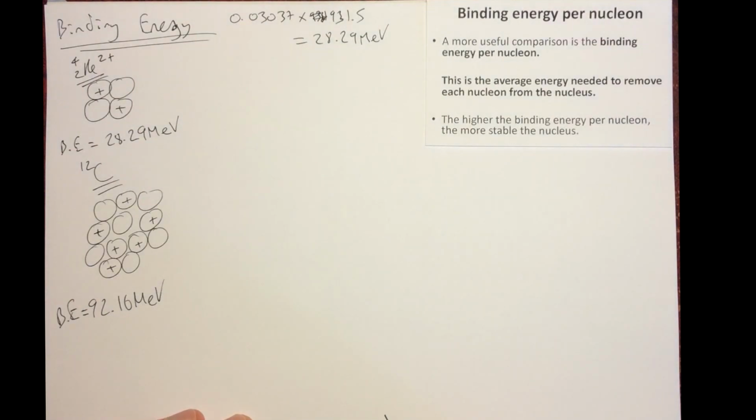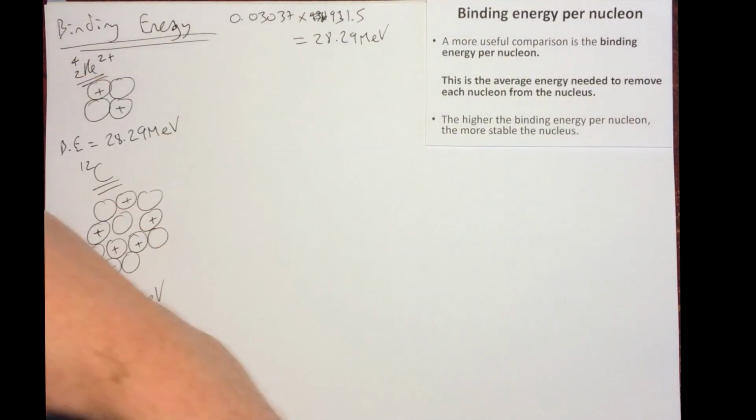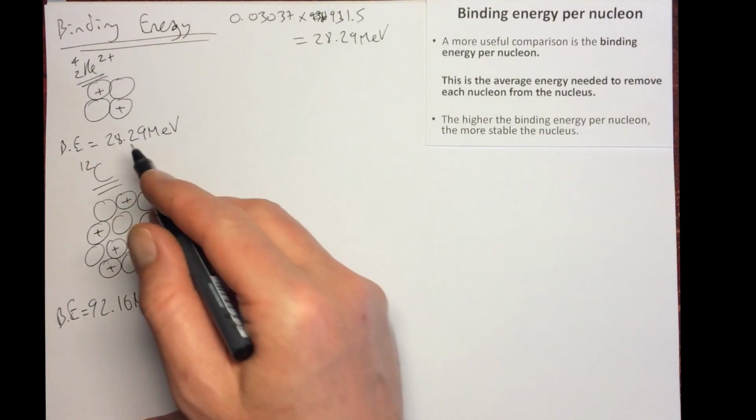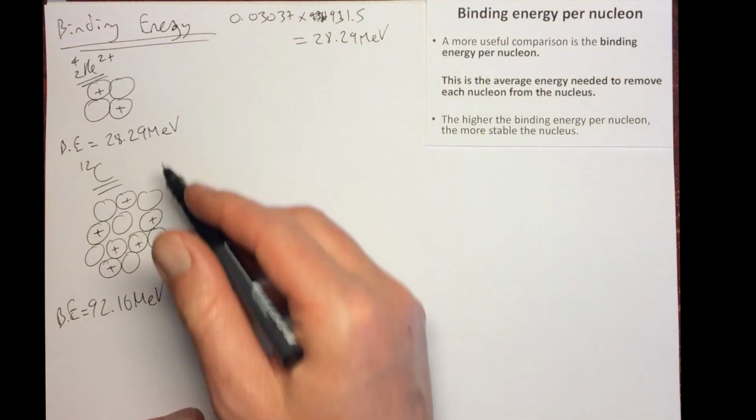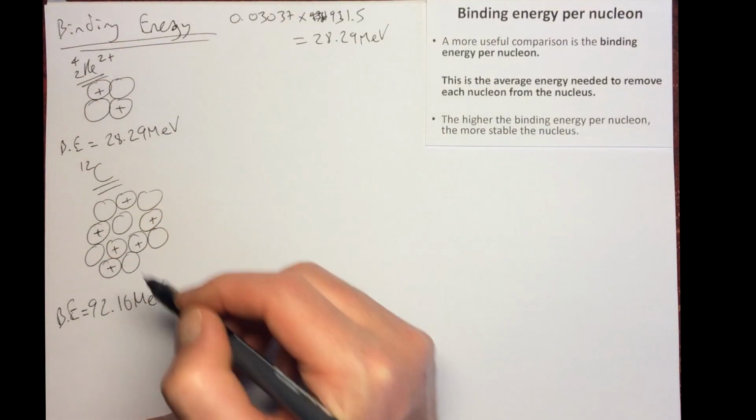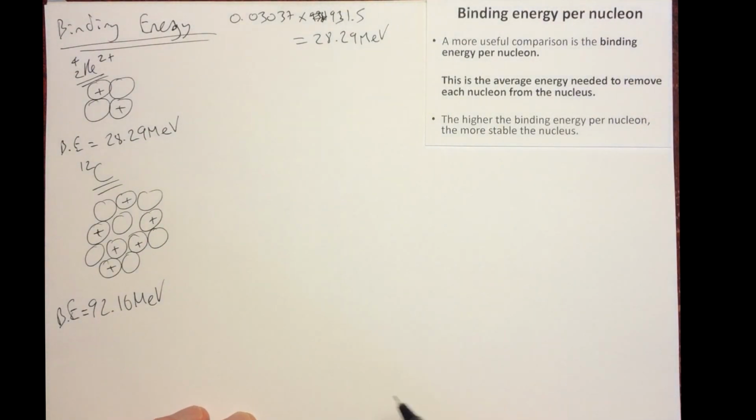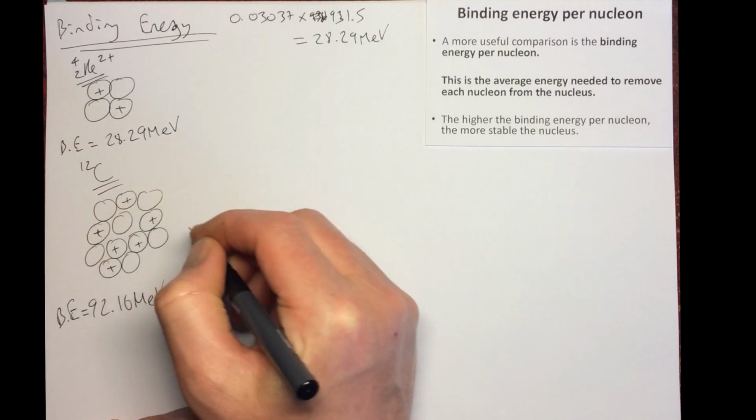Okay, so fair enough. That's the total energy required to pull all 12 of the nucleons out of the nucleus and separate them. That's the total energy required to pull all 4 of these nucleons out and separate them. This is obviously bigger because there are more nucleons to pull out, and each of those requires some energy. Now the binding energy is a useful term, but more useful is the binding energy per nucleon. That's the average energy required to pull out each individual nucleon.